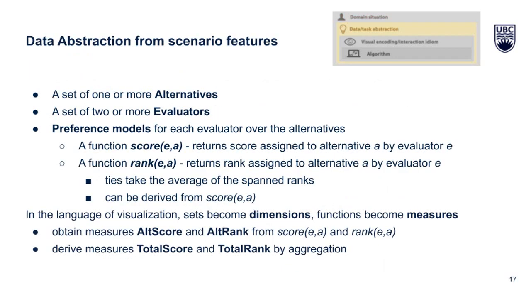At the level of scoring alternatives directly, we identified the following domain-independent entities and functions: a set of 1 or more alternatives, a set of 2 or more evaluators, and preference models represented by functions where an evaluator scores or ranks an alternative. In the language of visualization, the sets become dimensions and the functions in the preference models become measures. We call the measures alt-score and alt-rank, which can be aggregated over the evaluators to obtain the derived measures total score and total rank.